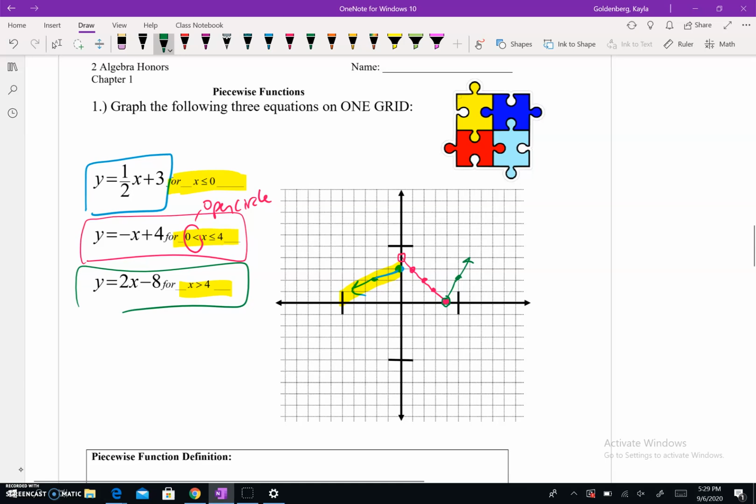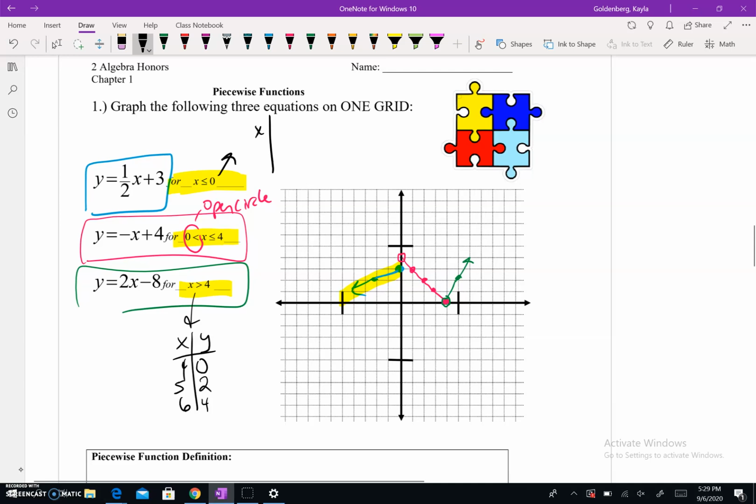Another strategy you could do is, if I know that this is only for 4 and up, but not specifically including 4, I could also make a table and plug in 4, 5, 6, and then get some points. It looks like 4 is 0, 5 is 2, right? 6 would be 4 up. So you could do an input-output table like so and get some points and use the 4 and up.